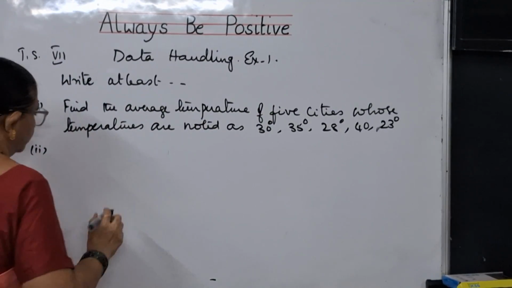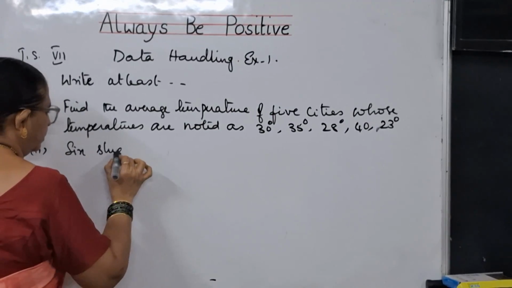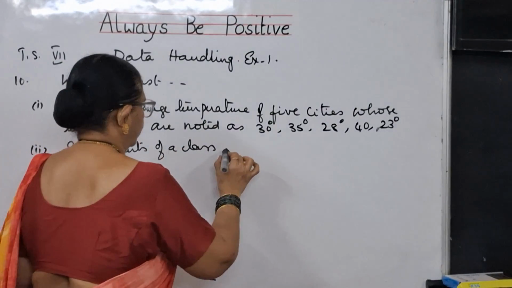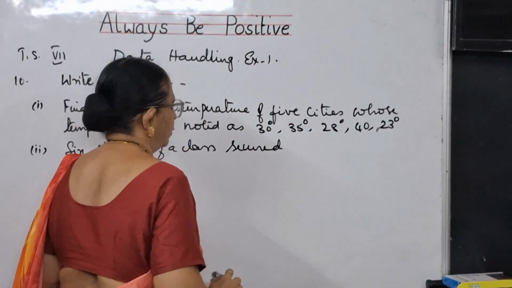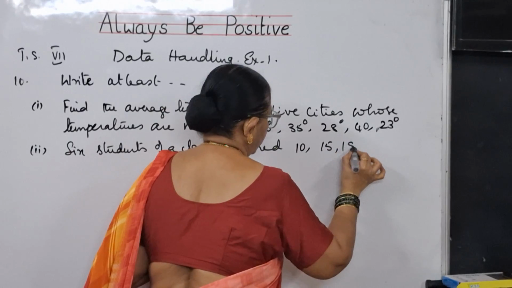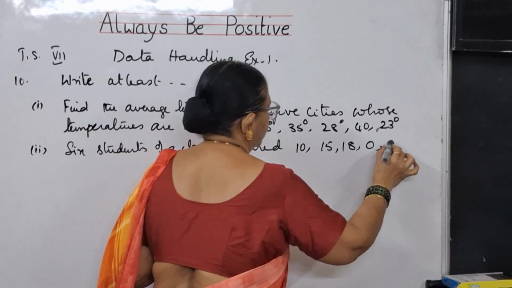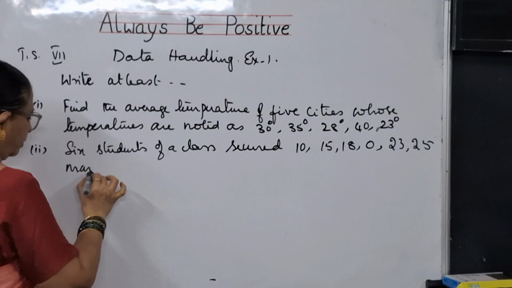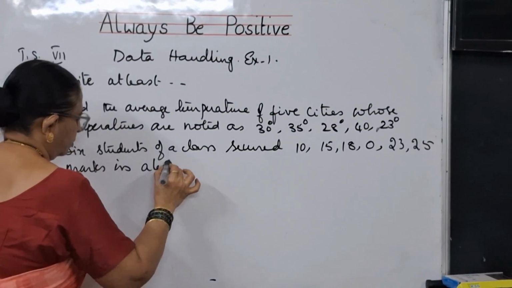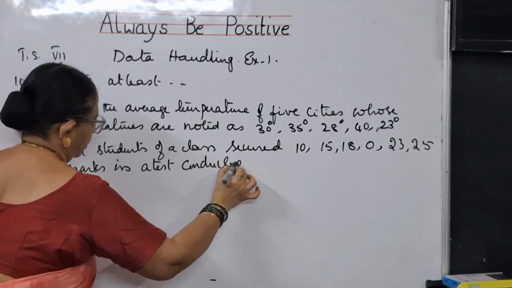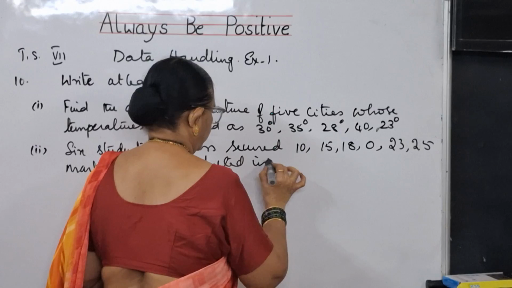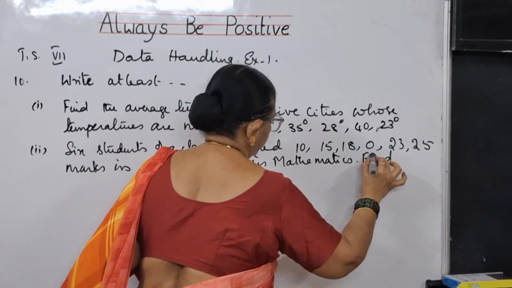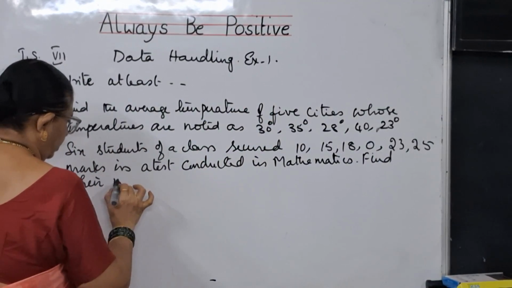Second question: 6 students of a class secured 10, 15, 18, 0, 23, 25 marks in a test conducted in mathematics. Find their mean.